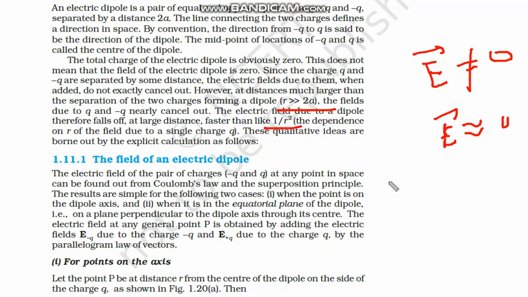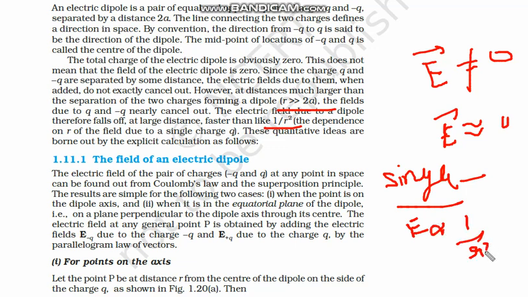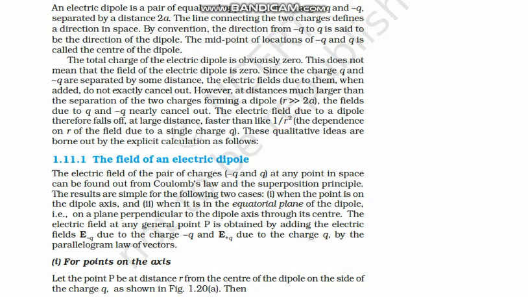For a single charge, you saw that E was proportional to 1 by r square. So this was the relation. But a dipole is not a single charge but two charges separated by a small distance. So for a dipole, E is proportional to 1 by r cube. Today we are going to see how to derive this, that is, why E is proportional to 1 by r cube for a dipole. So let us go into this.